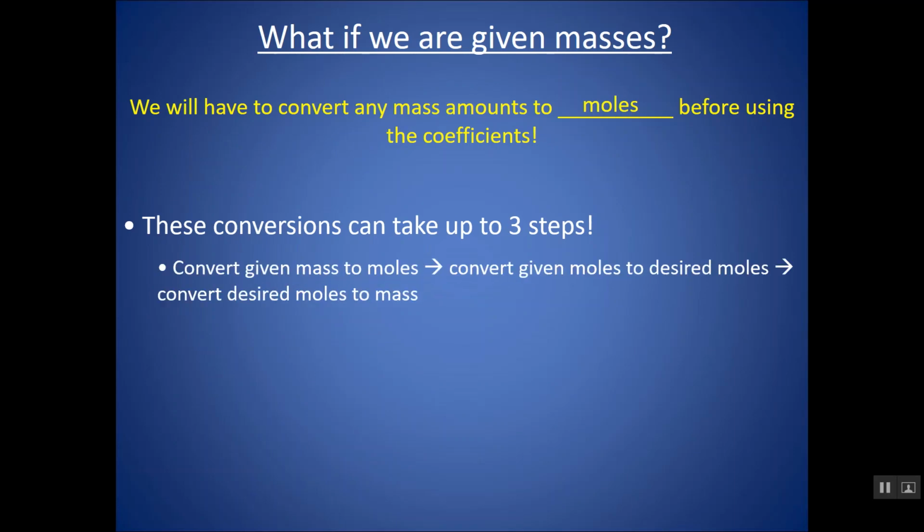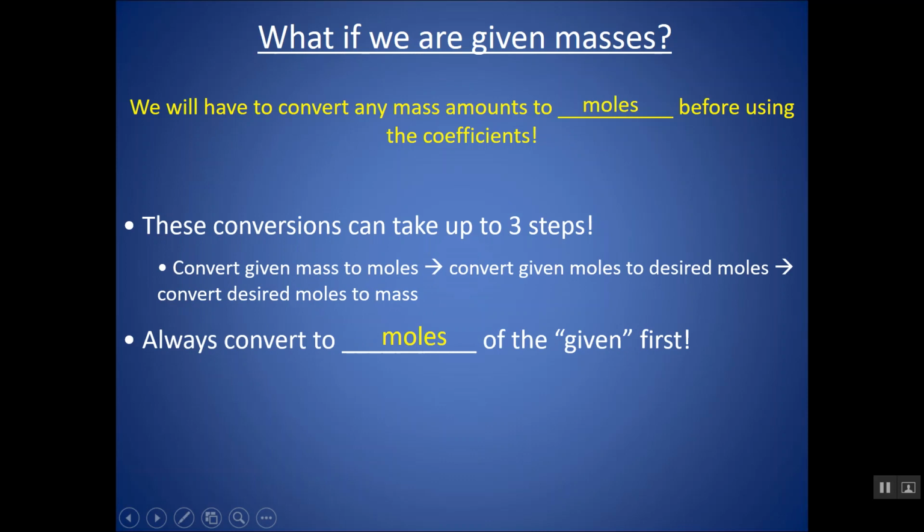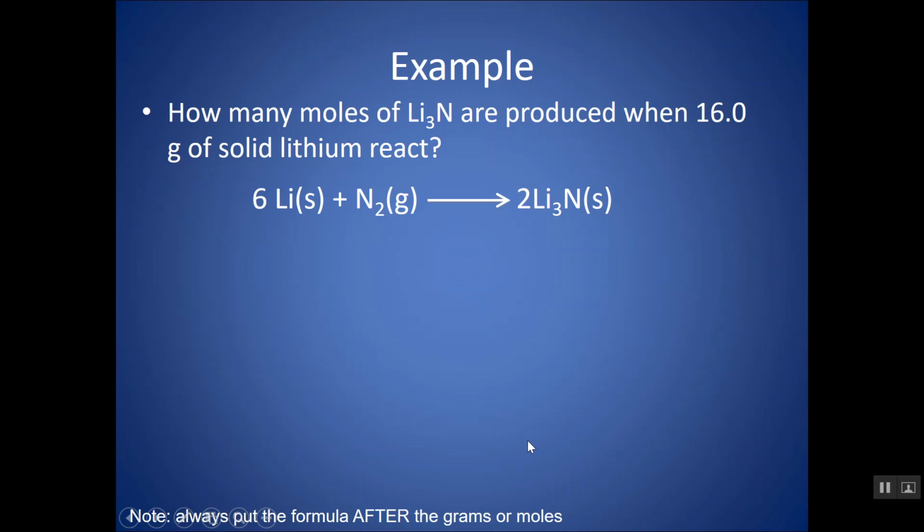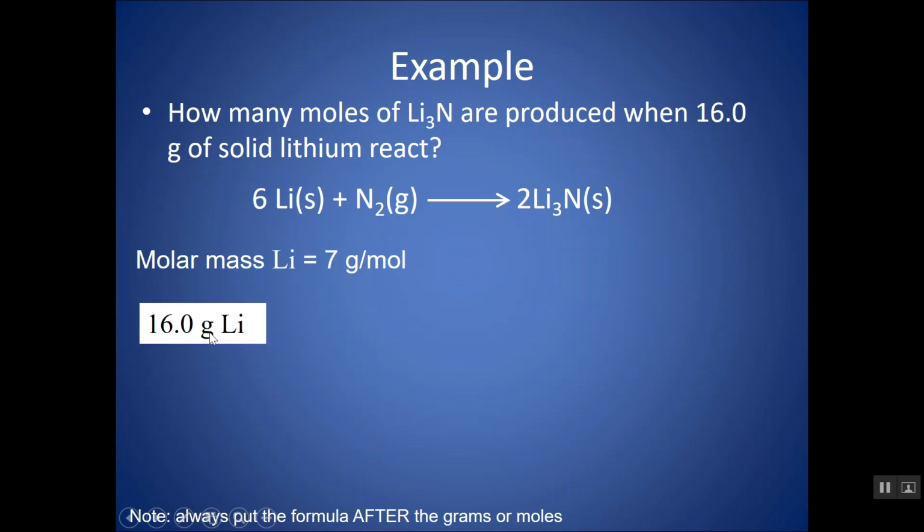Sometimes you'll have 3 steps. You might have to mole it out, then use the stoichiometry, the coefficients, and then turn back into mass. Okay? When in doubt, mole it out. Okay? So let's try this problem. I'm going to write 16 grams of lithium. All right?